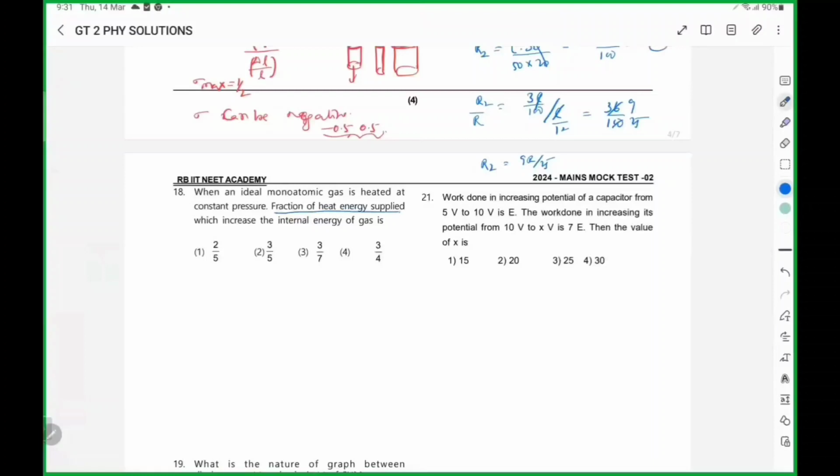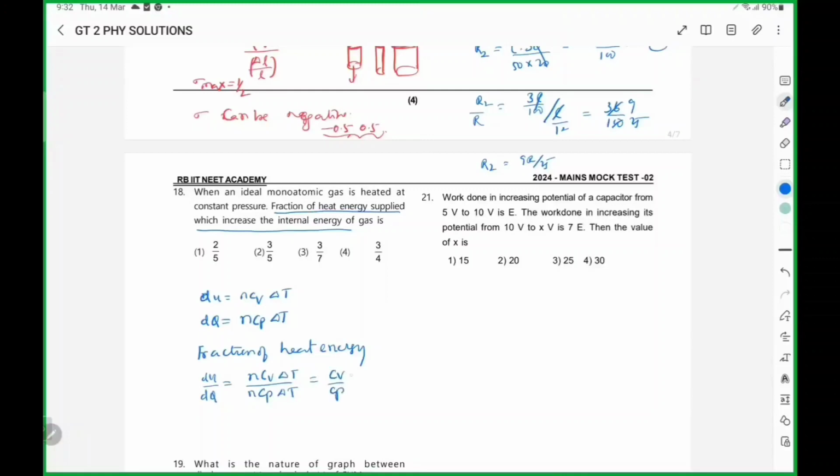Fraction of heat energy which increases internal energy. So internal energy is nCv delta T. dQ here is nCp delta T. Fraction of heat energy is nCv delta T by nCp delta T, which is Cv by Cp, which is 1 by gamma.